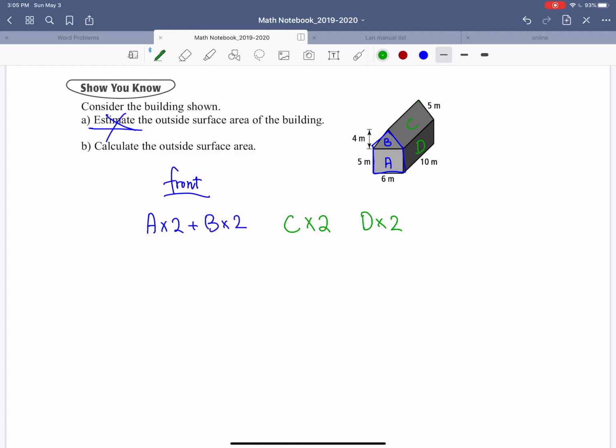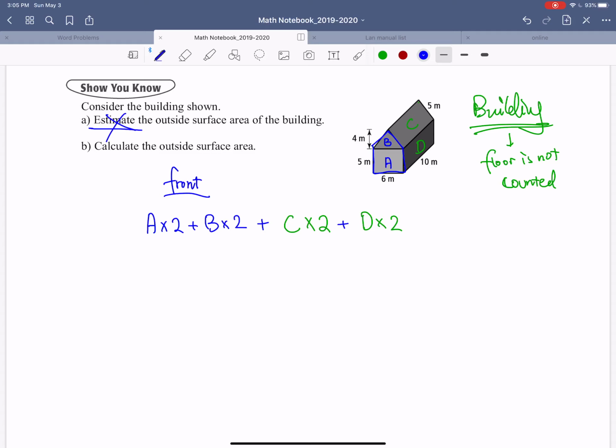When we calculate buildings, there's something to keep in mind. If we calculate the building, we assume the bottom, the floor, is not counted because it's in contact with the ground. The floor is not counted. So we basically covered all the surface area here. Now let's do each part.